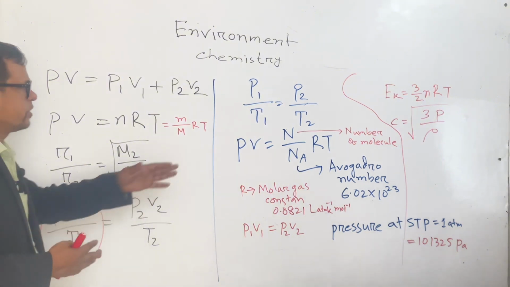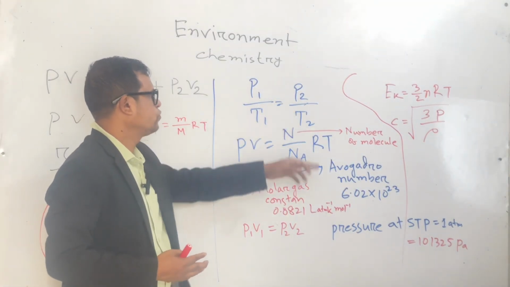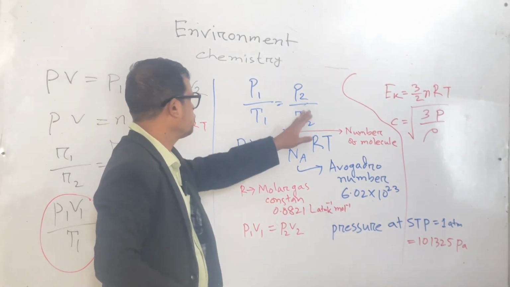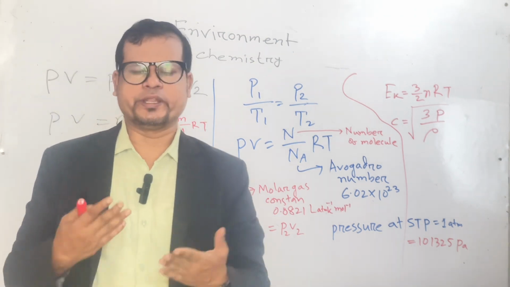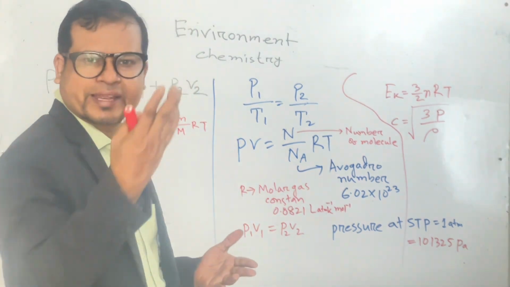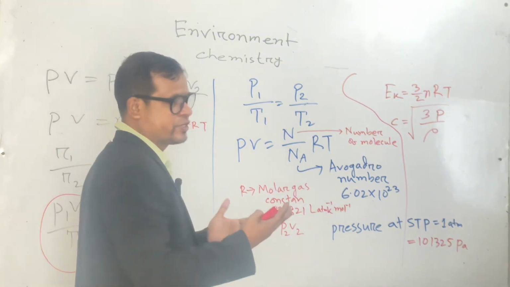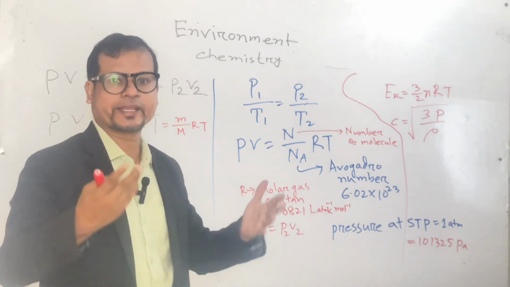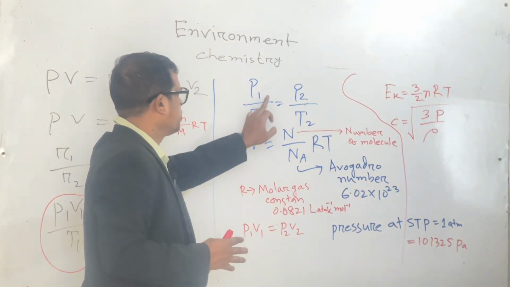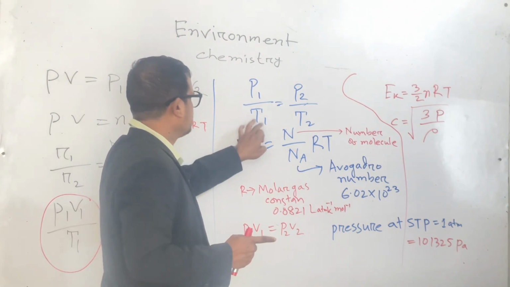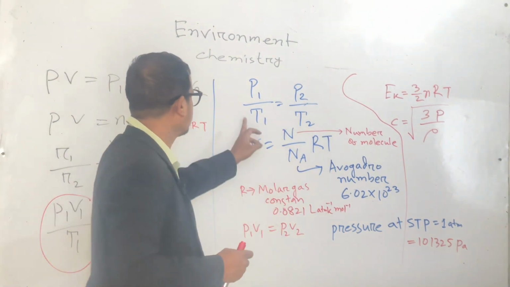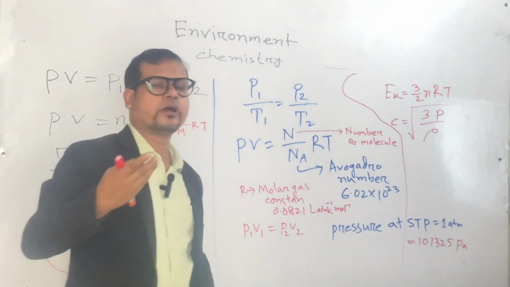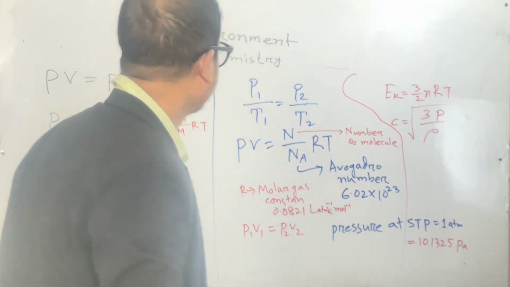Okay, this is another formula: P1 over T1 equal to P2 over T2. Here P1 is the pressure of the first gas, P2 is the pressure of the second gas, T1 is the temperature of the first gas, and T2 is the temperature of the second gas. If the question gives us T1, P2, T2, then we can find P1. If the question gives us P1, T1, T2, then we can find P2 from this formula.